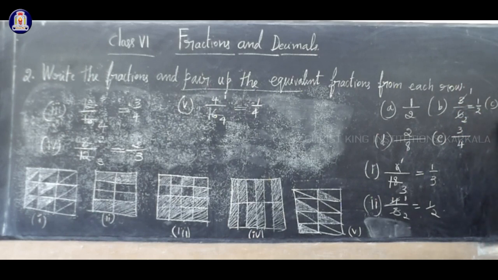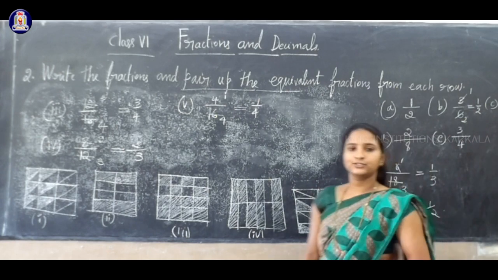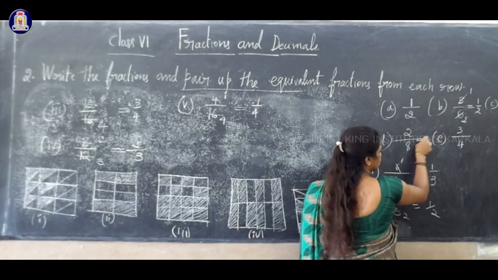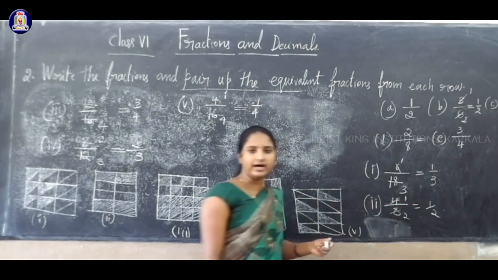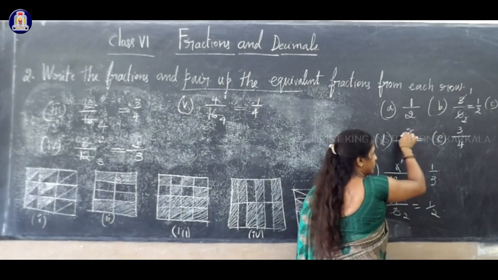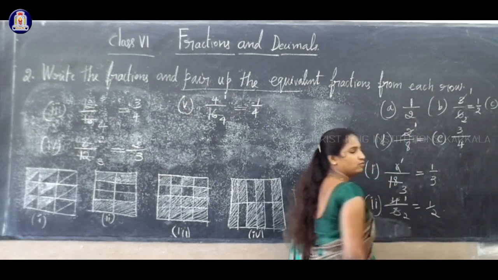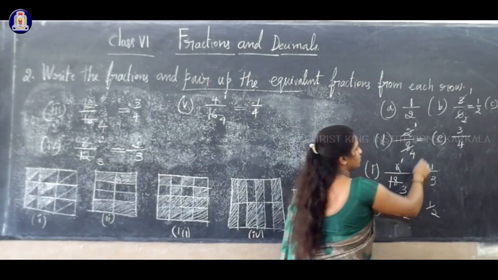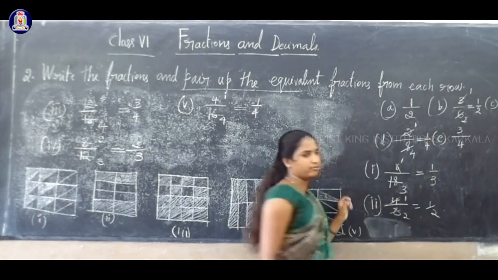Third one, 3 by 9. 3 table divides, isn't it? Yes. So we can divide: 3 ones are 3, 3 threes are 9. So the answer is 1 by 3. Okay. 2 by 8. Both are even numbers, so 2 divides both numerator and denominator. So you can divide by 2 table. 2 ones are 2 and 2 fours are 8. So what is remaining? The remaining fraction is 1 by 4.